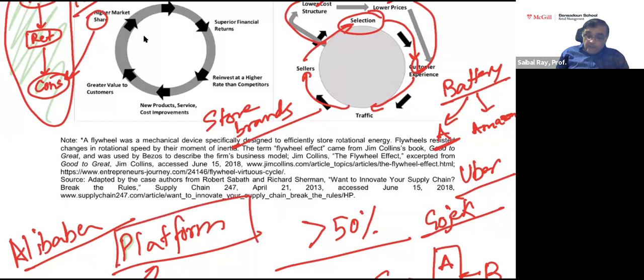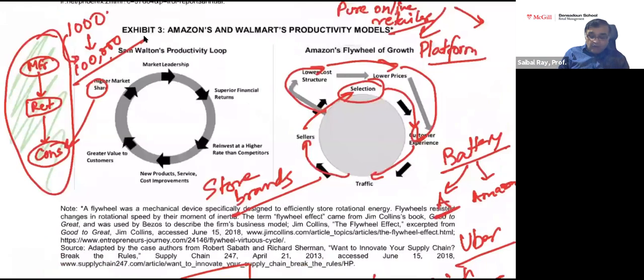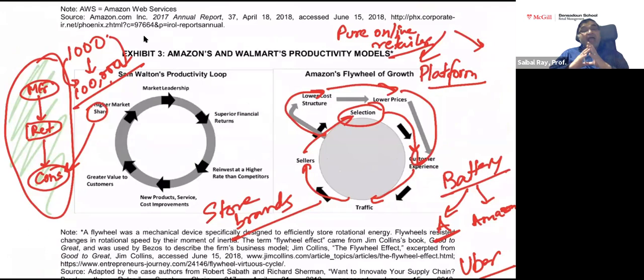But going back to this issue of platforms, if you can do this platform business, it is a great business to work because going from 1,000 to 100,000 items, you just add more suppliers because you do not carry the inventory. You are just connecting the suppliers to the buyers. The growth is much easier when you are a platform.